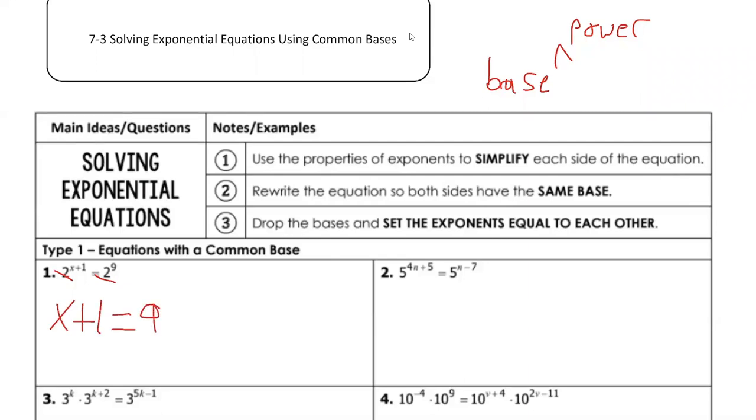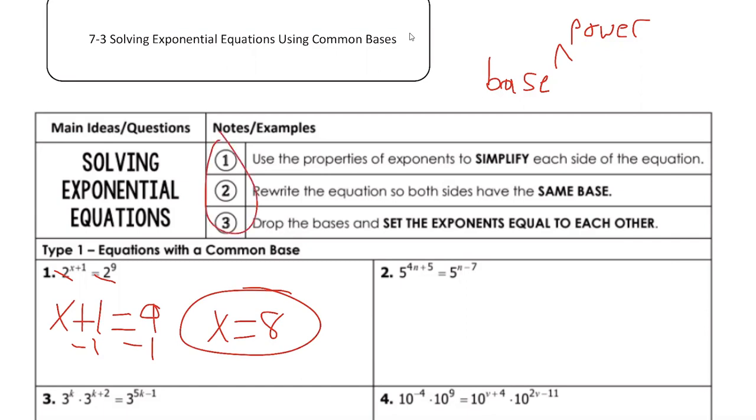So then this is a very simple equation. When you subtract 1, you would get x equals 8. Or if you thought about that pretty logically, if you plugged in an 8 for that x, of course, you're going to get 2 up to the ninth. So you could probably eyeball a pretty simple one like that.